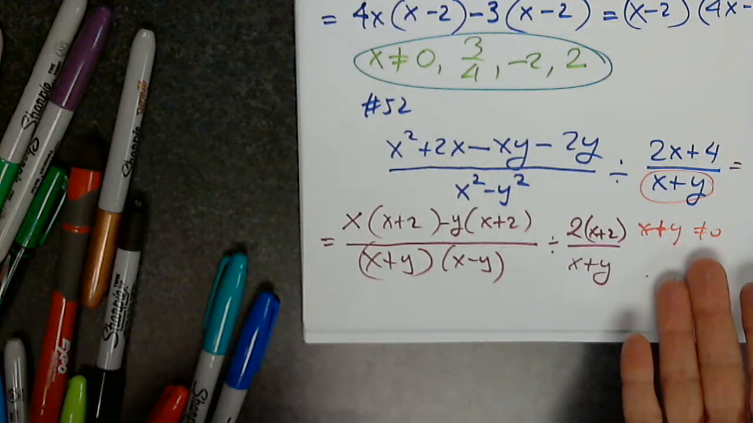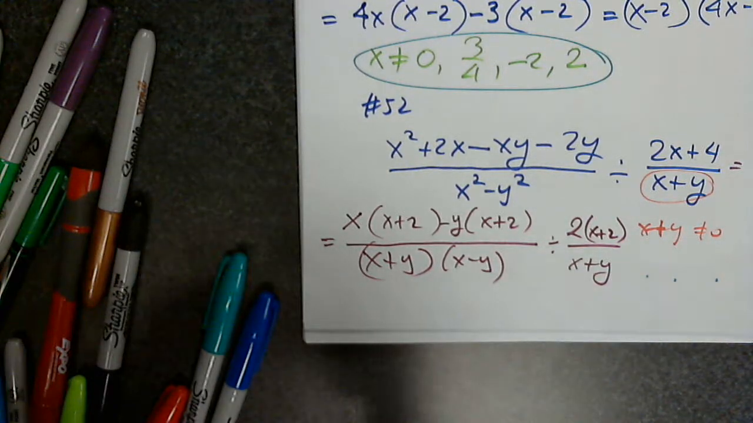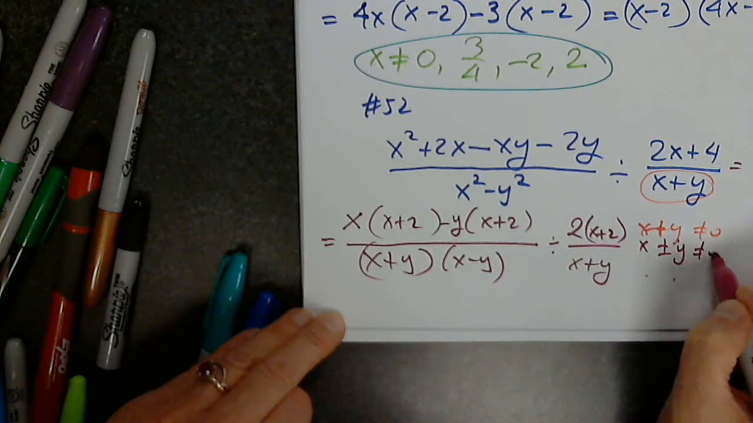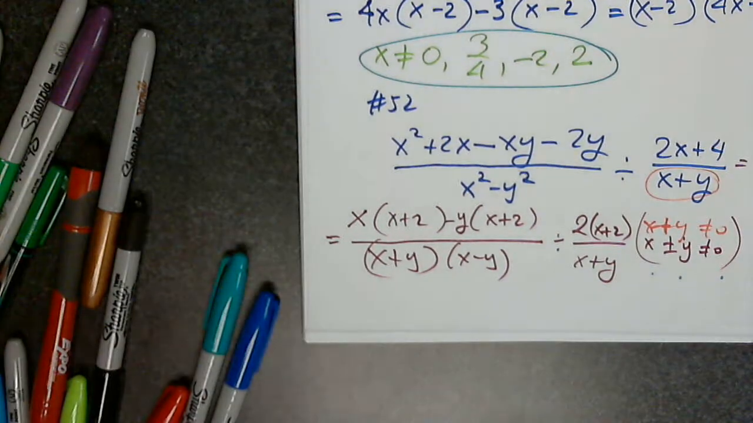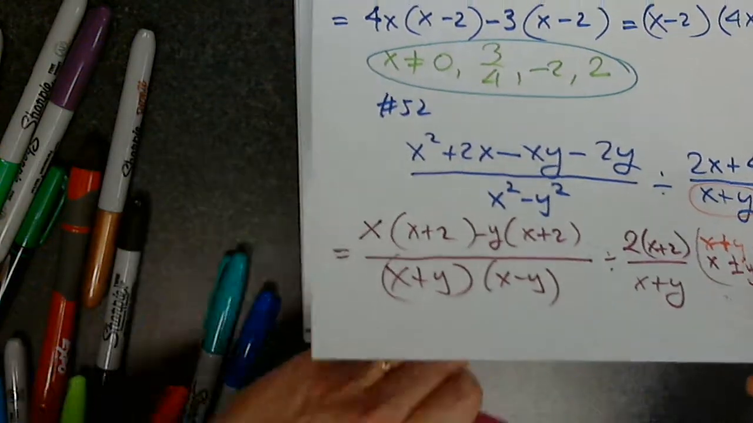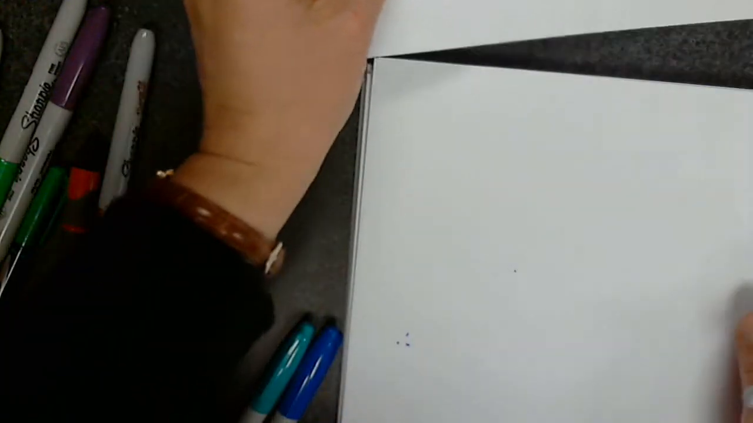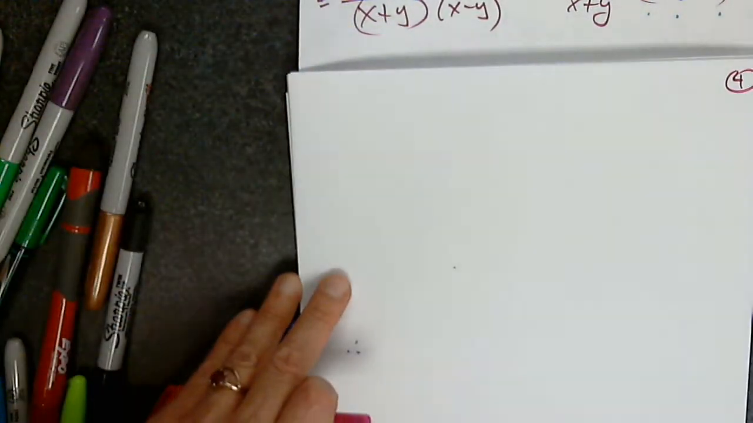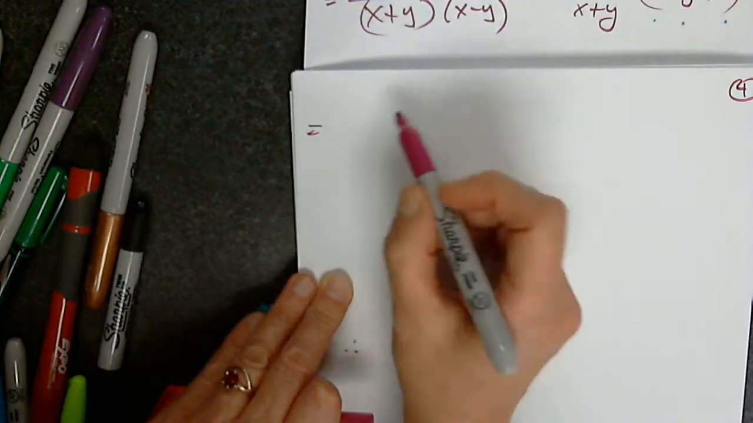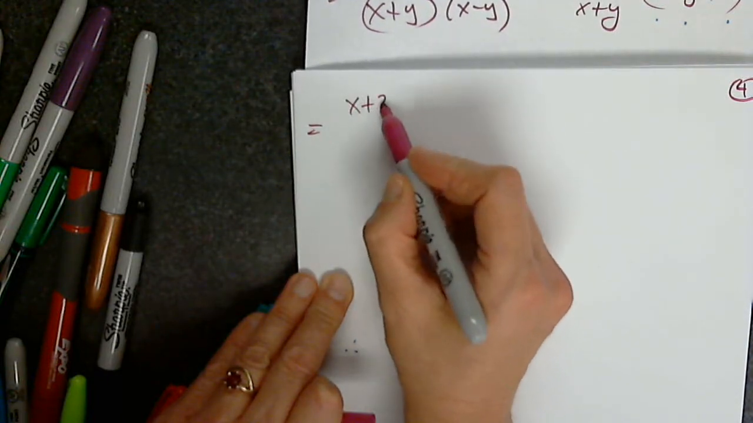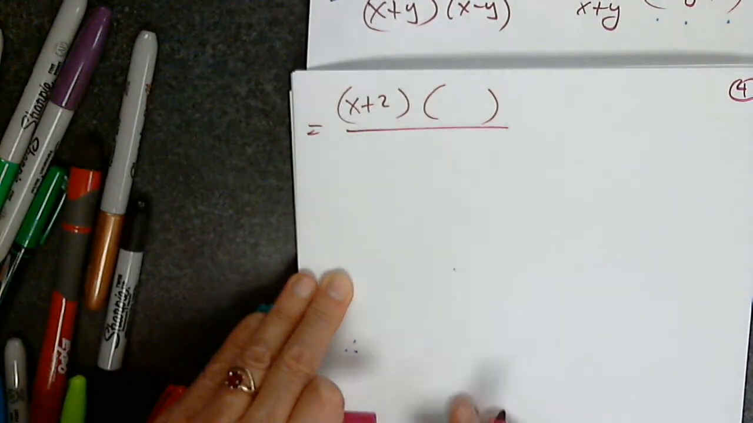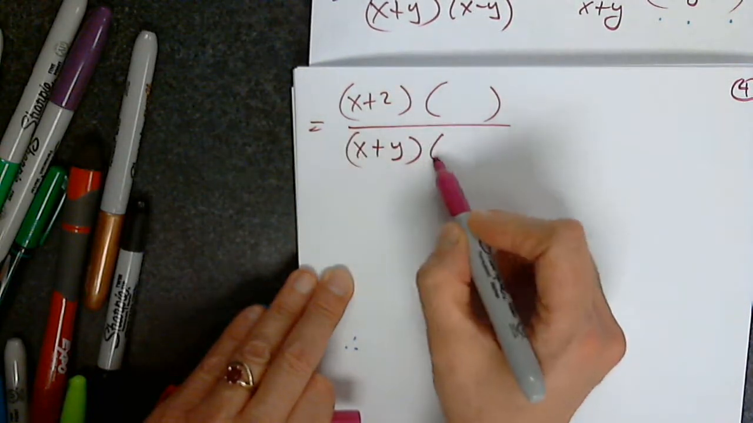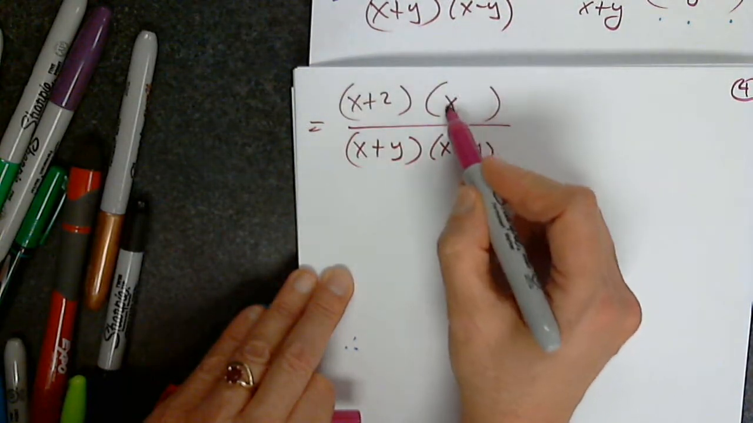I should write x plus y not equals 0, x minus y not equals 0. That's fine. As I said, so plus or minus y not equals 0. So I'm fine when there are 2 variables. You don't have to worry about it. The book doesn't even show when there was only 1 variable, let alone 2. Okay, very good. So now I continue factoring out x plus 2 at the top, and what is left in parentheses? Yes, indeed, x minus y.